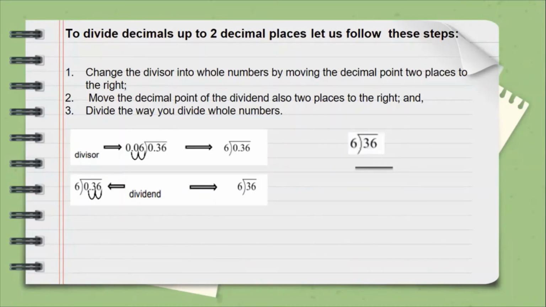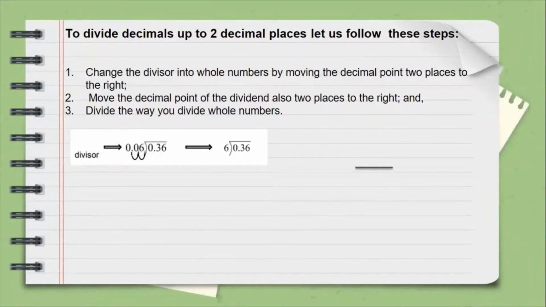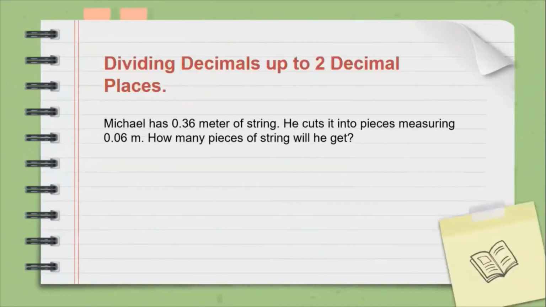So we have here 36 divided by 6. How many 6s can we find in 36? That is 6. 6 times 6, that is 36. And 36 minus 36, that is 0. So it means to say that Michael can have 6 strings out of his 36.36 meters of string.